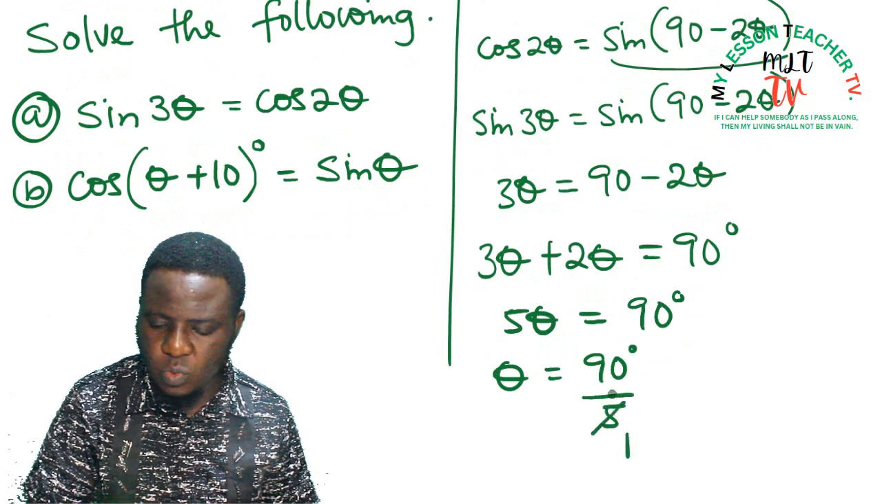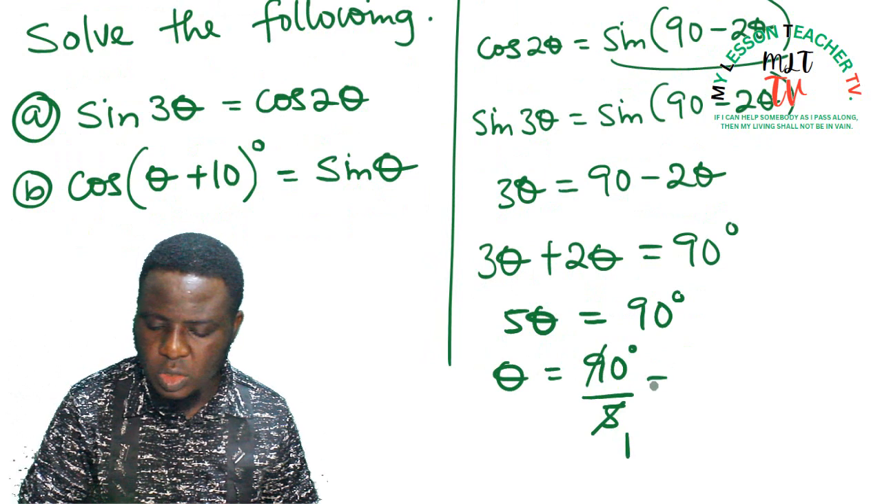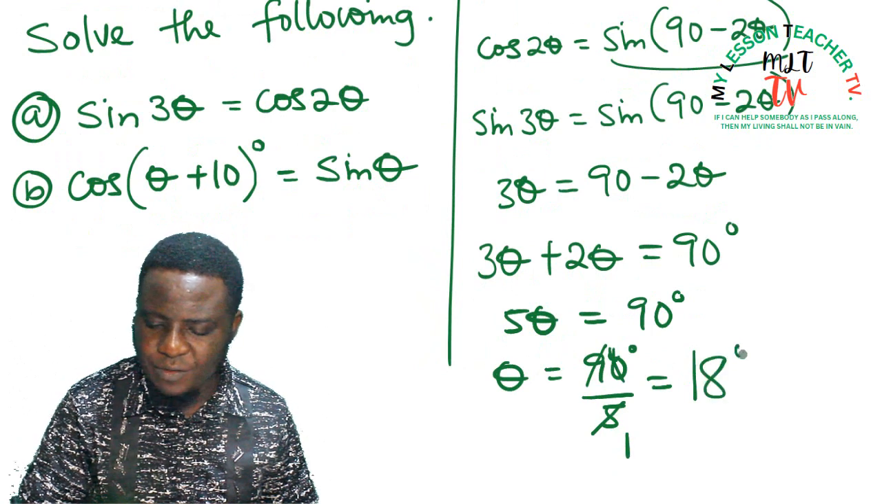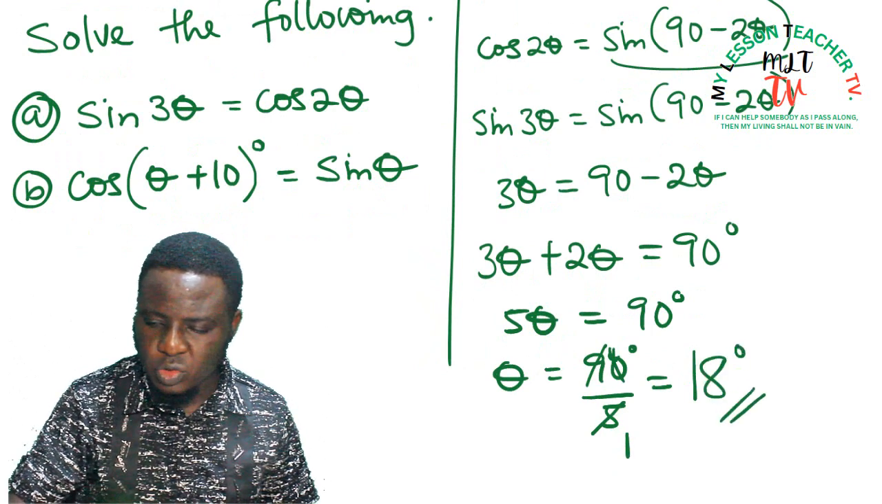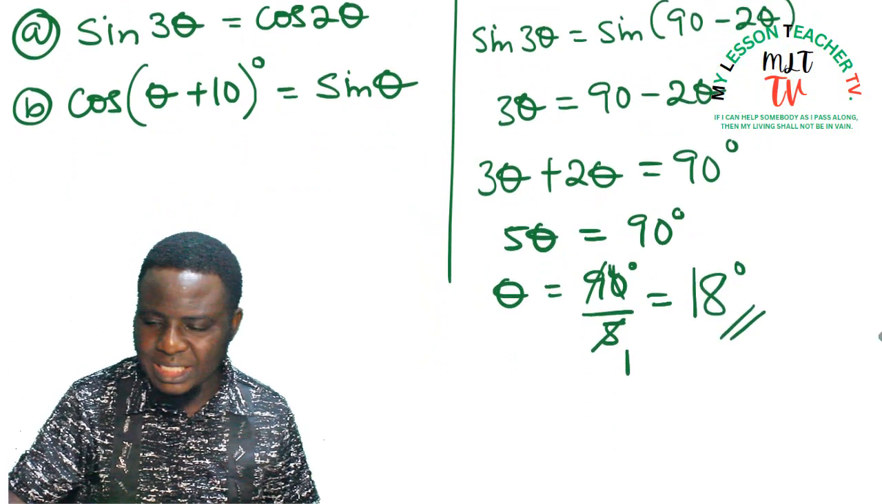5 into itself is 1. 5 into 9 is 1. Remainder 4. And 5 into 40 is 8, leaving us with 18 degrees. So theta is equal to 18 degrees.